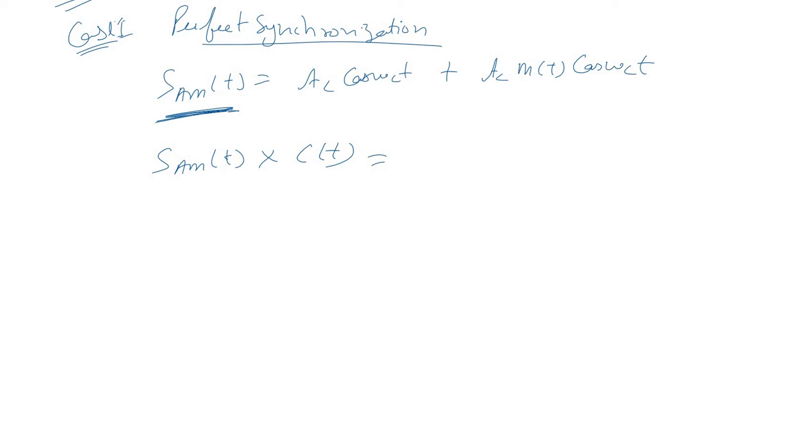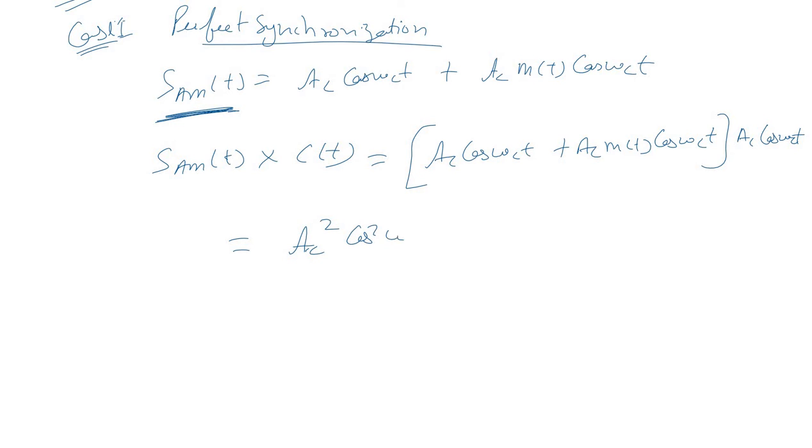So this will result in Ac cos omega c t plus Ac m(t) cos omega c t, into Ac cos omega c t, right? Now if we simplify this expression further, we get Ac square cos square omega c t plus Ac square m(t) cos square omega c t, right? This is what we get.